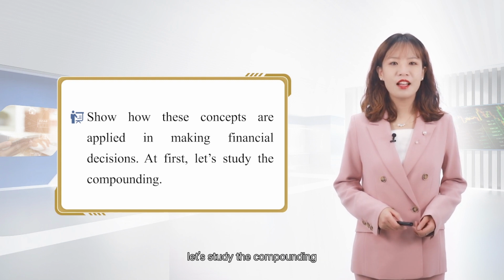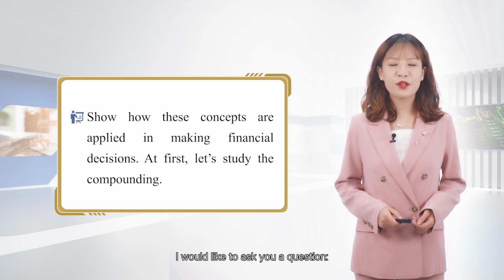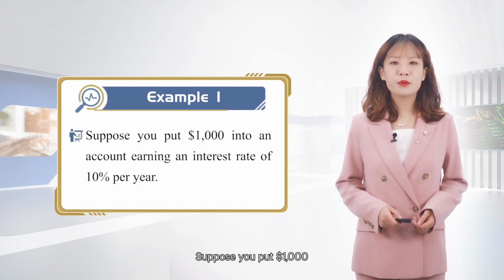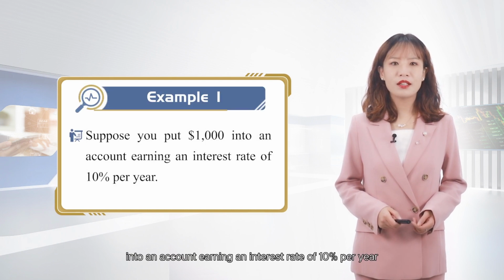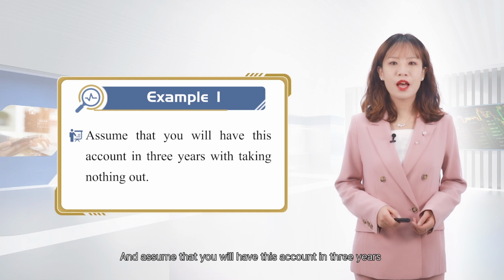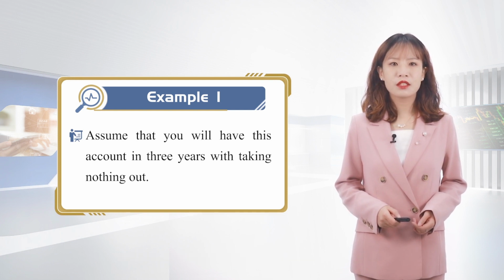At first, let's study the compounding. I would like to ask you a question. Have you ever deposited some money into a fixed-term account in a bank, no matter whether you did or not? Let's see an example. Suppose you put $1,000 into an account earning an interest rate of 10% per year, and assume that you will have this account in 3 years with taking nothing out.